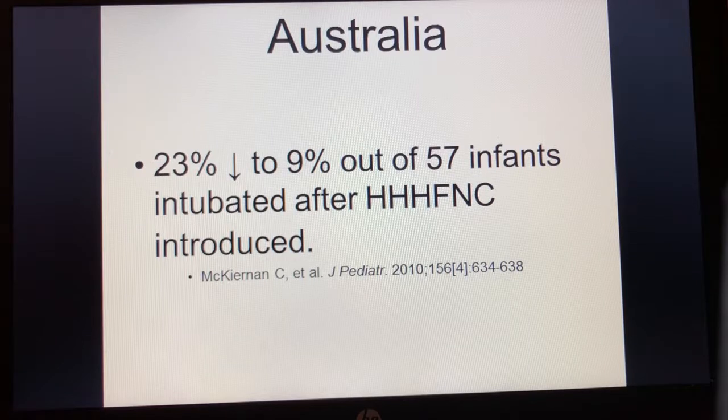And interestingly, in the Royal Melbourne Children's Hospital in Australia, they were able to show that with the introduction of high flow, out of 57 infants, they were able to reduce intubation from 23% before the introduction of high flow to 9% afterwards.